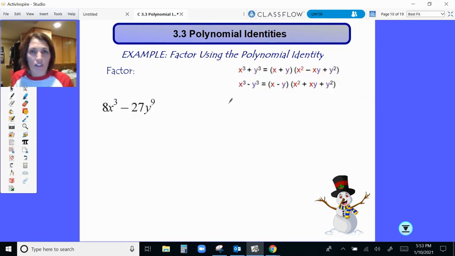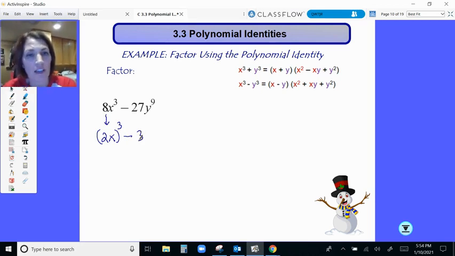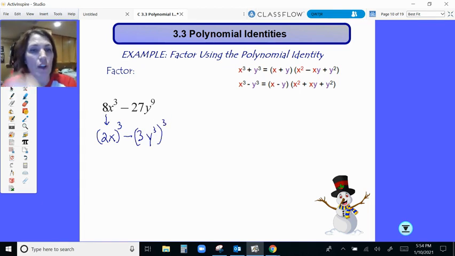All right, what about this one here? We've got some different coefficients here, so it's not just straightforward. What is the cube root of these here? Well, the cube root of 8 is 2, and the cube root of x cubed is x. So this is going to be 2x cubed. Minus, the cube root of 27 is going to be 3, and the cube root of y to the 9th is going to be y cubed. Basically you're going to take 9 divided by 3. So it's going to be 3y cubed, cubed.